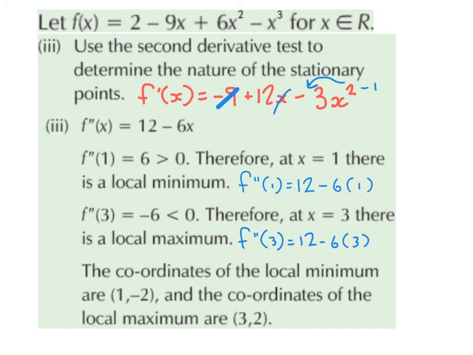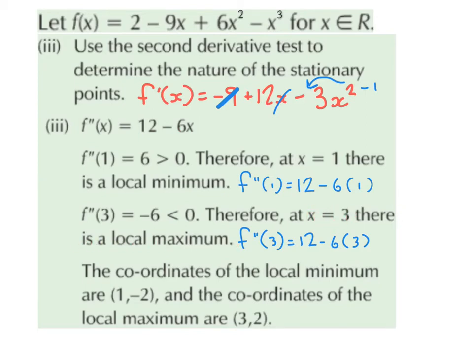So again, we wanted to substitute 3 into the second derivative. So 12 minus 6x, we end up getting 12 minus 6 multiplied by 3. And minus 6 by 3 is minus 18. So it would be 12 minus 18, which gives us minus 6. So subbing in 3 to the second derivative gives us minus 6, which is less than 0. Therefore, at x is equal to 3, there's going to be a local maximum.